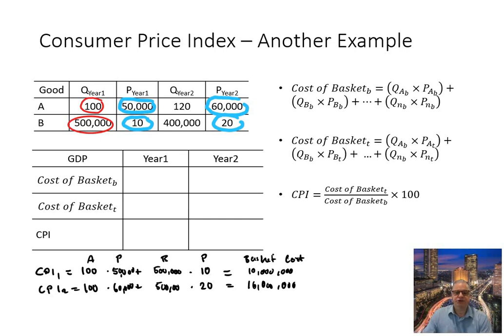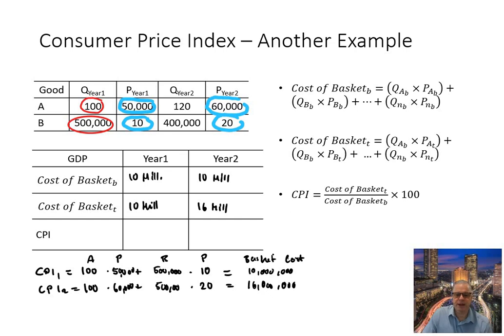Okay, so now what is the cost of the basket in the base year? Well, in the base year, which is year 1, it is always 10 million. I just write now 10 mil. And of course in the base year, the cost of the basket is 10 million. And in year 2 now, that's the important thing, it is 16 million.